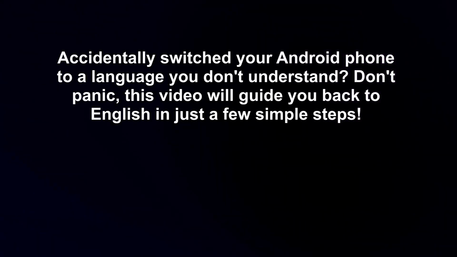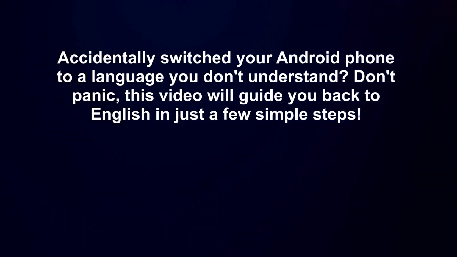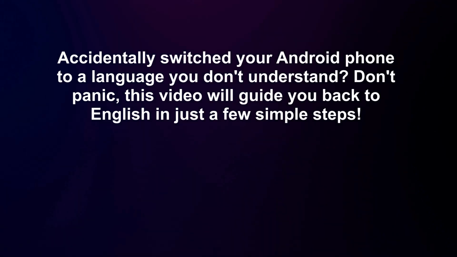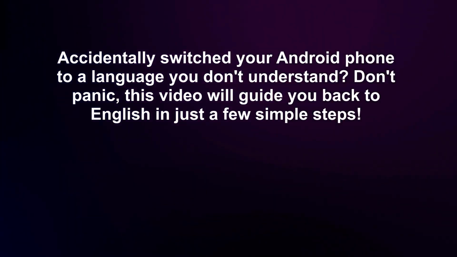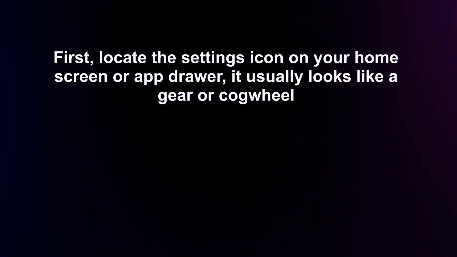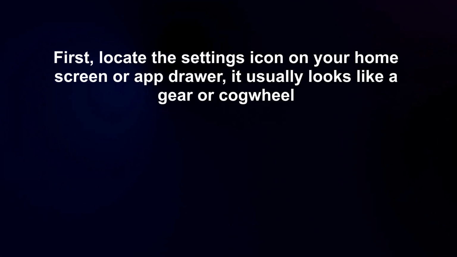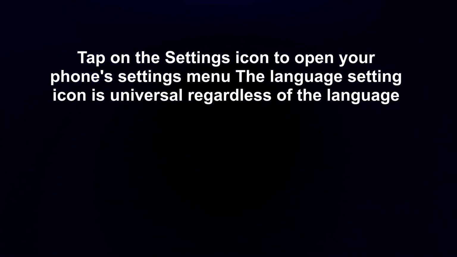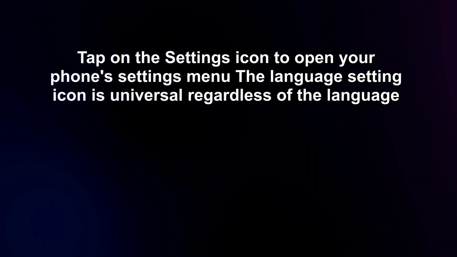Accidentally switched your Android phone to a language you don't understand. Don't panic, this video will guide you back to English in just a few simple steps. First, locate the settings icon on your home screen or app drawer. It usually looks like a gear or cogwheel. Tap on the settings icon to open your phone's settings menu.